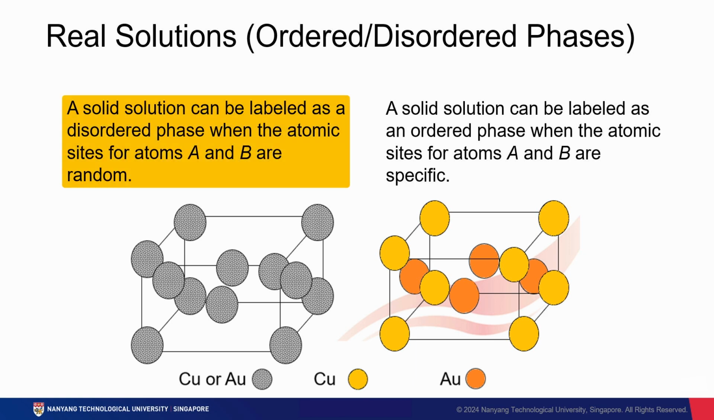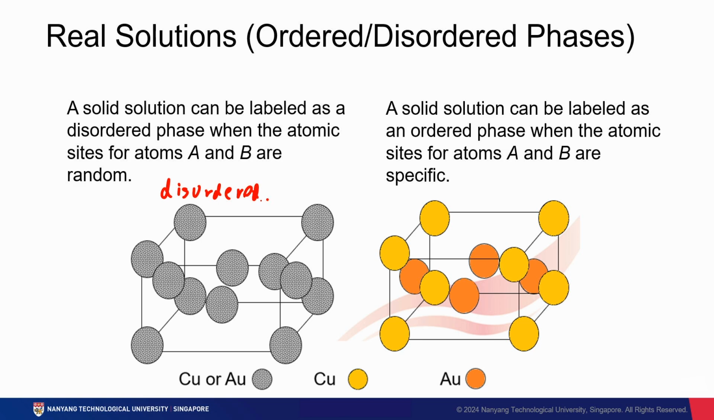A solid solution can be labeled as a disordered phase, which is here, disordered, when the atomic sites for atoms A and B are totally at random. A solid solution can be labeled as an ordered phase when the atomic sites for atoms A and B are extremely specific.